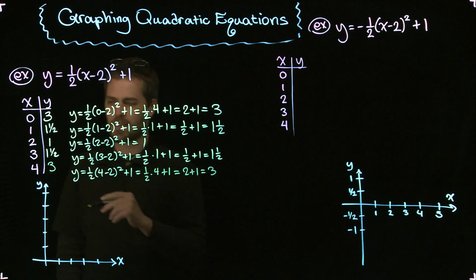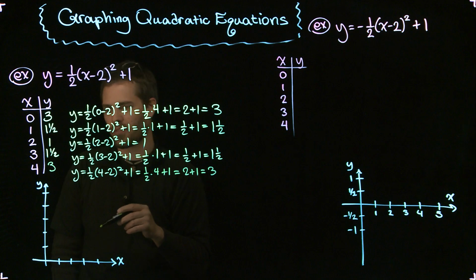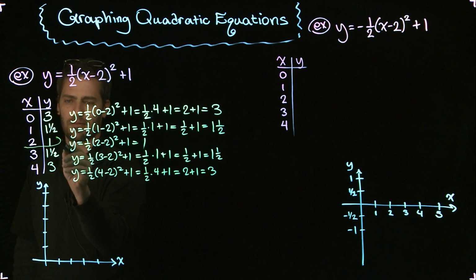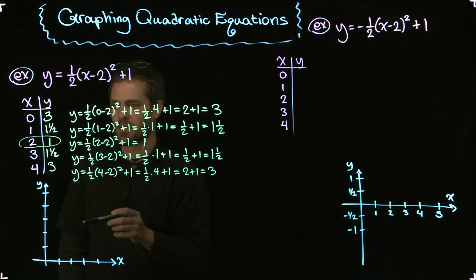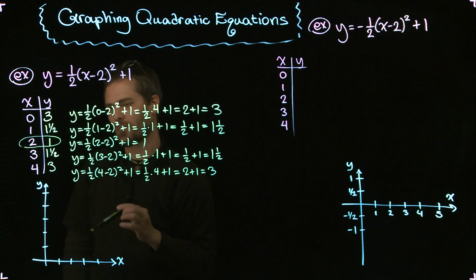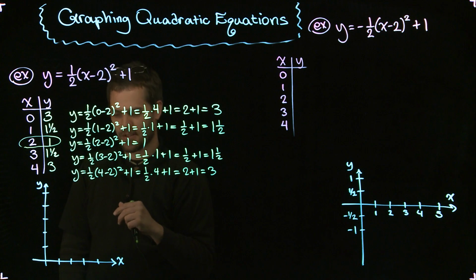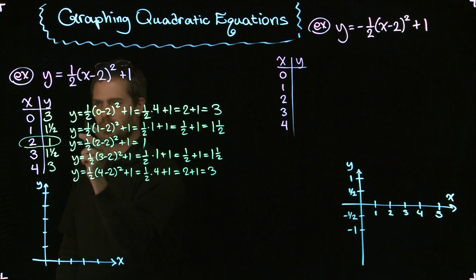And of course, I did that on purpose. I set up the table to reflect the symmetry that I was looking for. And again, you can see the vertex in the table right here. How do you know? Because the values are symmetric around the vertex. The y values are symmetric around the vertex. So let's go ahead and put those points down.